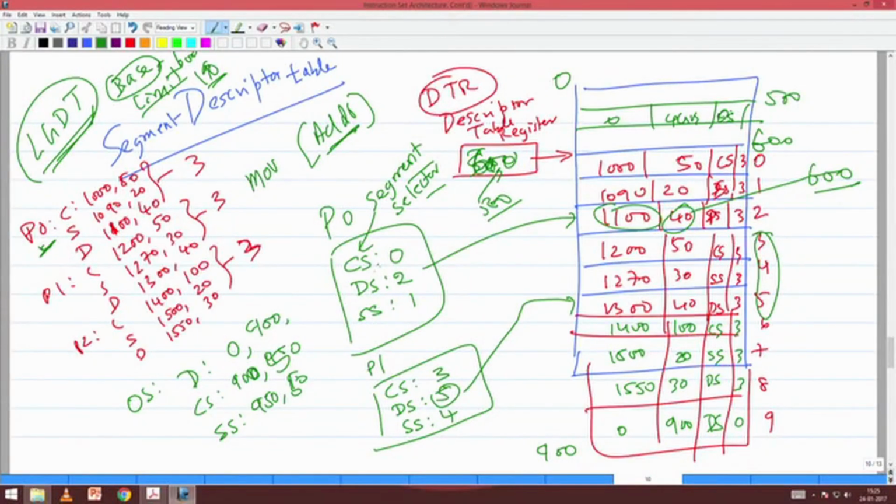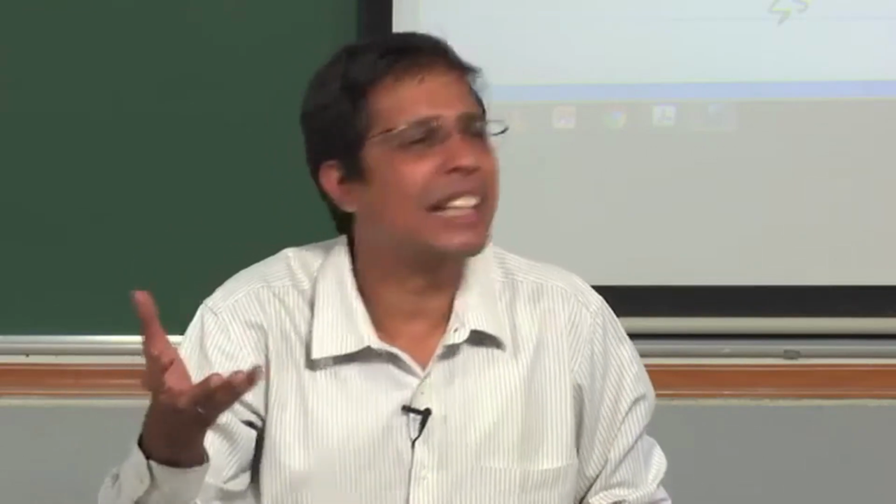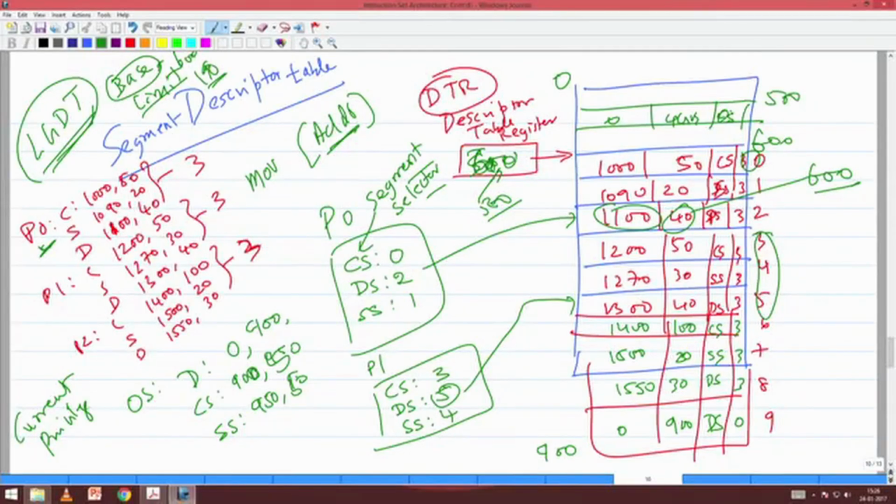So I am executing code segment 0. When P0 is executing code segment 0, that code segment has a privilege level 3. Whenever I am executing, my code segment register, the CS register, has a selector pointing to some entry in my descriptor table. That entry is a code segment type and has a privilege level. That is also called the CPL, the current privilege level.